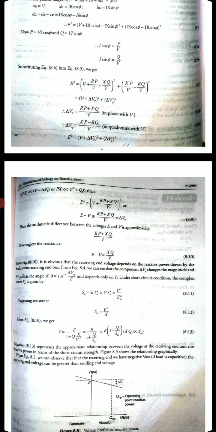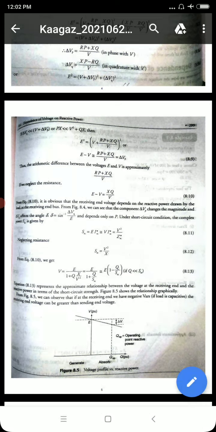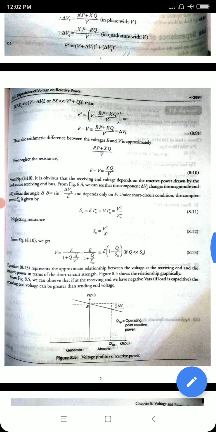That depends on P. Under short circuit condition, the complex power SSC, that is short circuit power, is given by SSC is equal to E ISC conjugate or V ISC conjugate. We can write V square by ZSC, or SSC is equal to V square by X. From equation 10, we can write V is equal to E over (1 plus Q by SSC), which is approximately equal to E into (1 minus Q by SSC), if Q is very small compared to SSC.